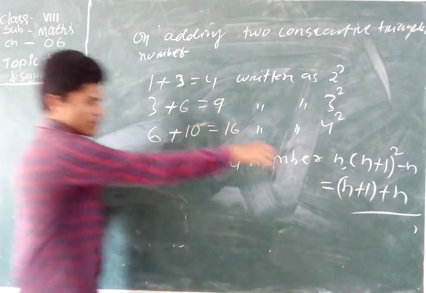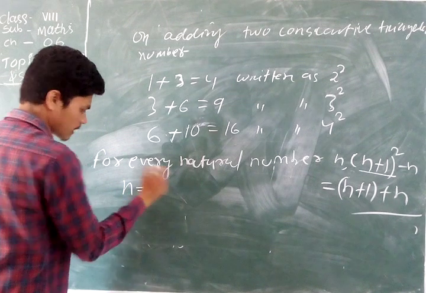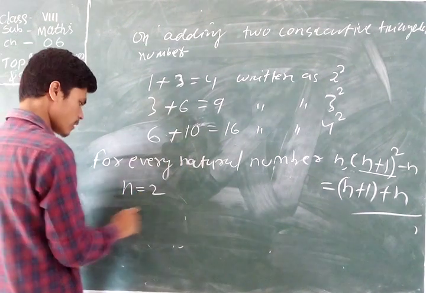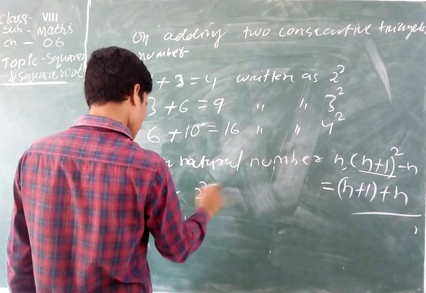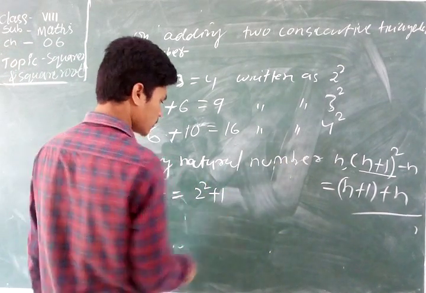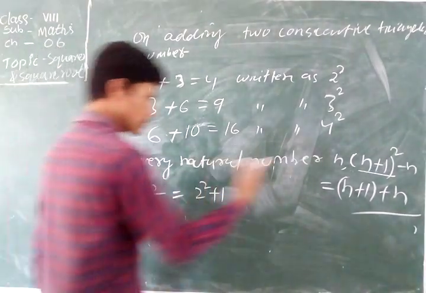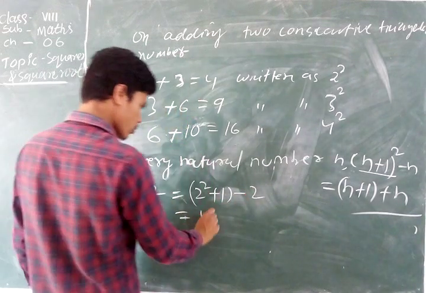Suppose we take n equal to 2. Then we put it in the formula: n plus 1, so 2 square plus 1, minus 2. Okay, 4.